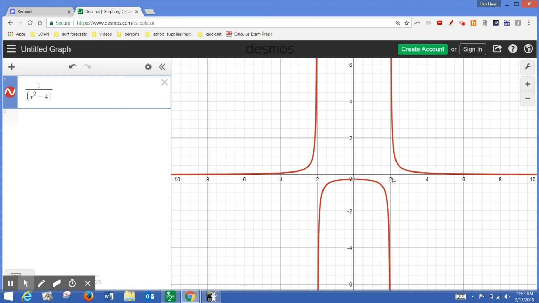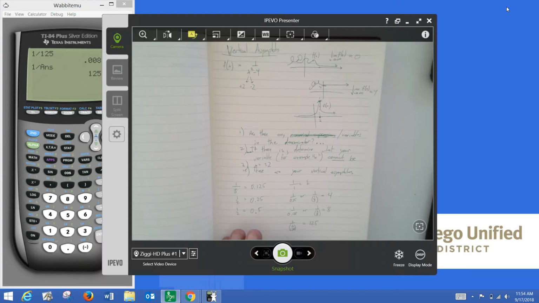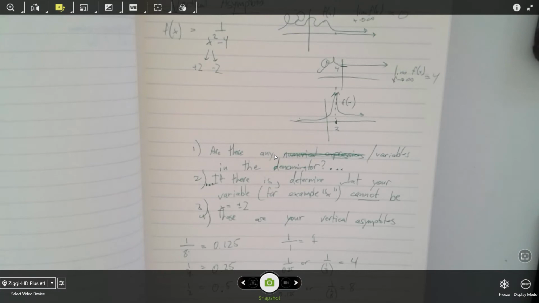Then at positive 2, if you come from the left side, the negative numbers, and you approach positive 2, then your limit is now negative infinity. And the opposite of that is you approach positive 2 from the right side, and you go to positive infinity. See? Definitely vertical asymptotes. That's all you really need to see. Okay, so there you are.